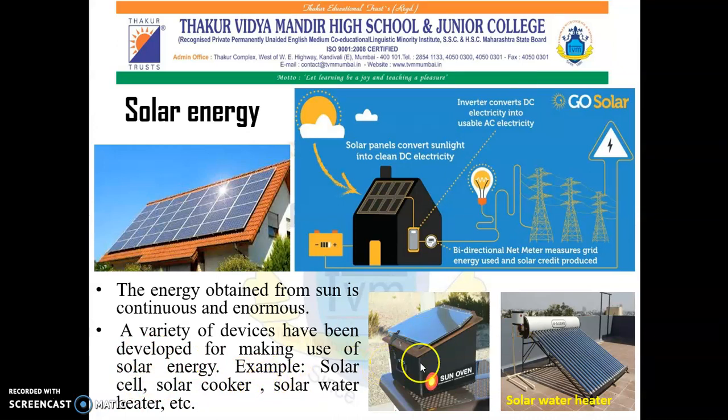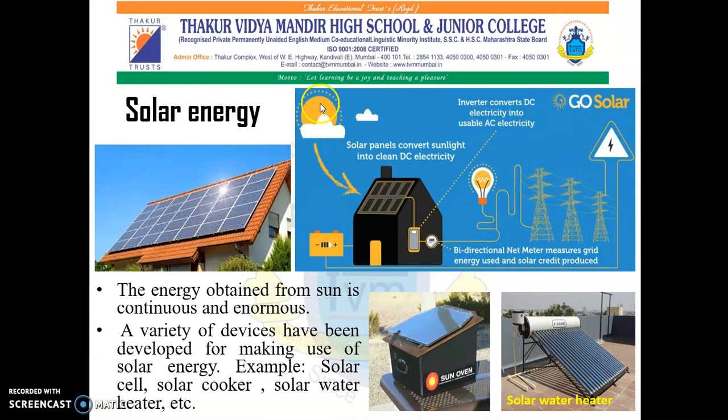Over here you can see this picture is of a sun oven, that is a solar oven, and over here this is a solar water heater. So here the sun's energy is converted into heat energy, and food is cooked in the sun oven and water is heated with the help of the solar water heater.